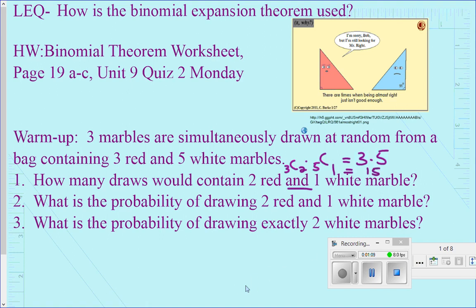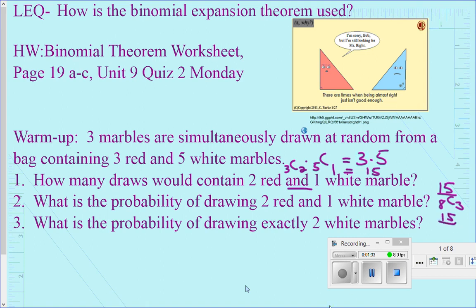So in 2, we're doing almost the same thing. We're drawing 2 red and 1 white, which we know there's 15 ways to do that, except for now I want probability. So that's going to be my numerator. And then remember, probability, the total goes in the denominator. Well, there's 8 total marbles, and I'm picking 3 total marbles. So that would be 8C3 should go in the denominator.